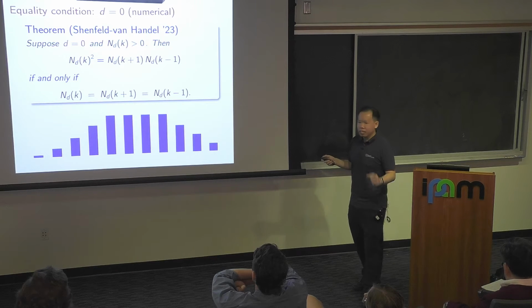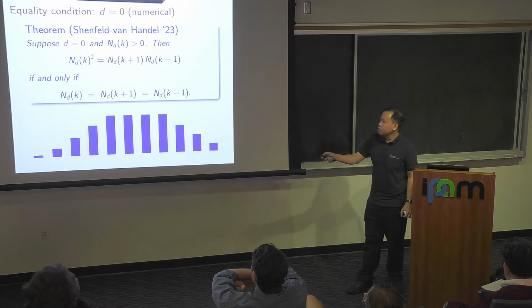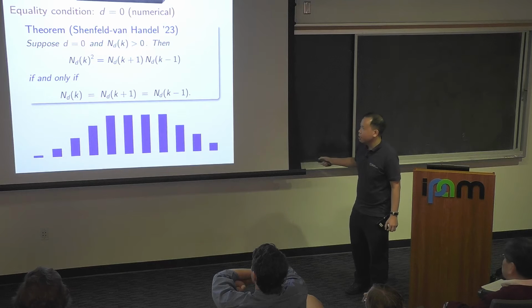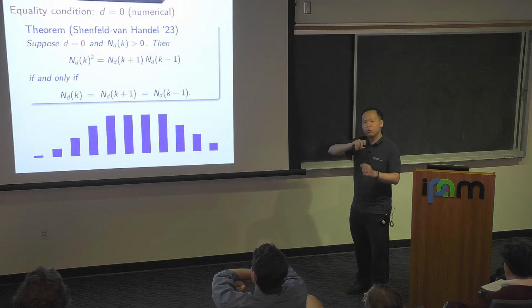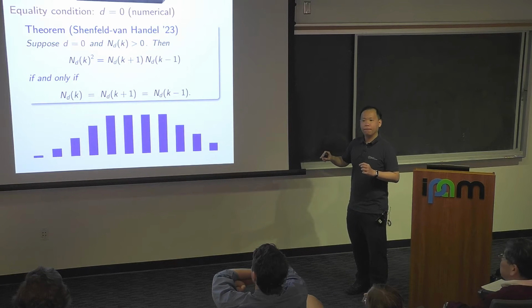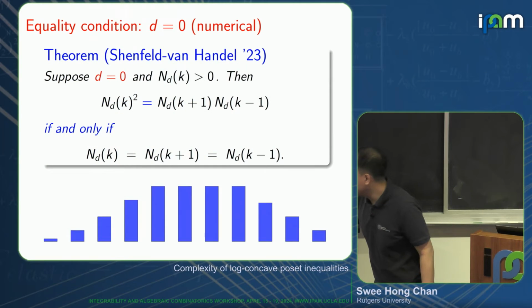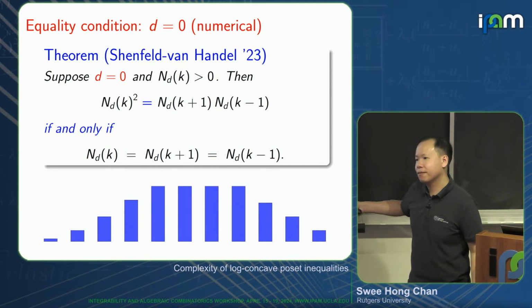In the special case, in the simple Stanley inequality, they showed that equality can occur if and only if these three numbers inside your inequality are actually all equal. Okay, so if you look at the picture, they must form a flat.